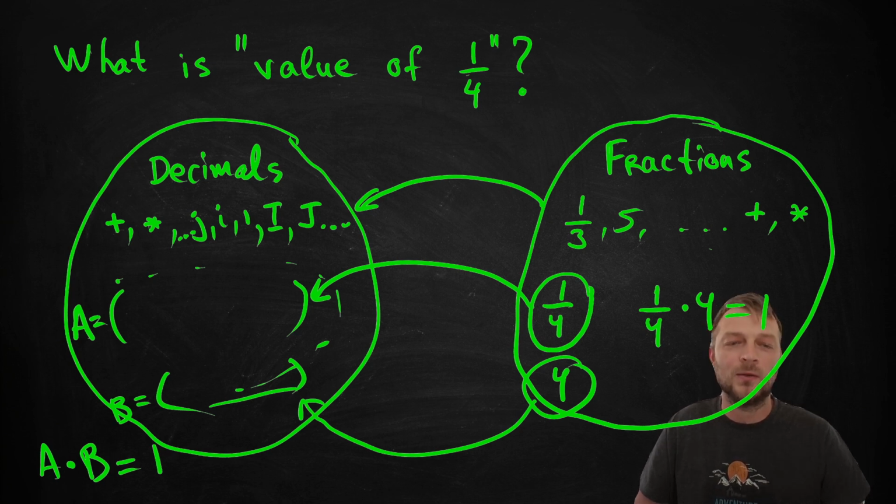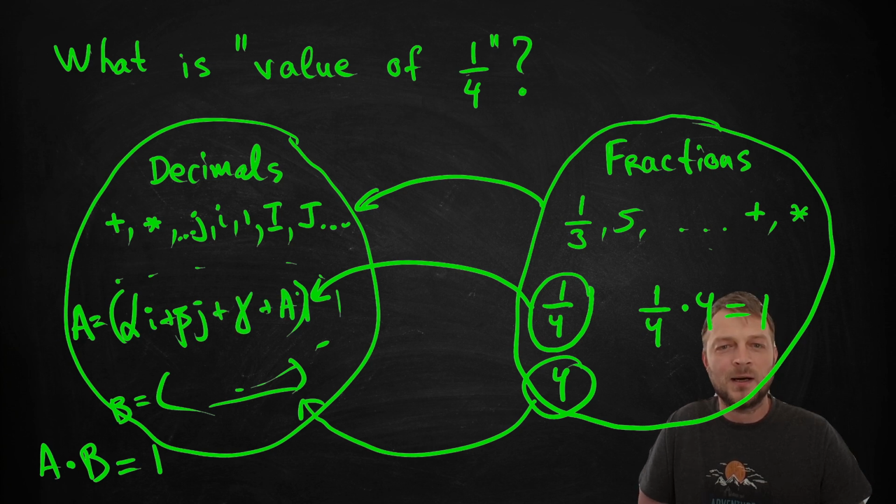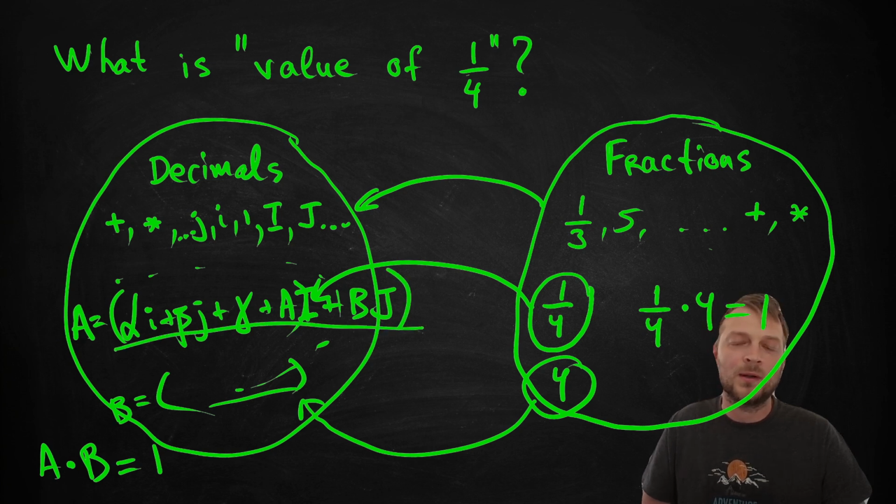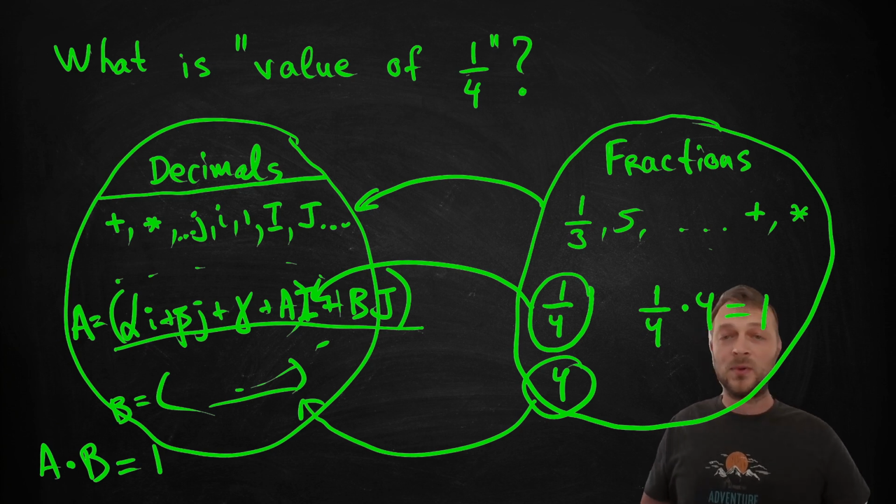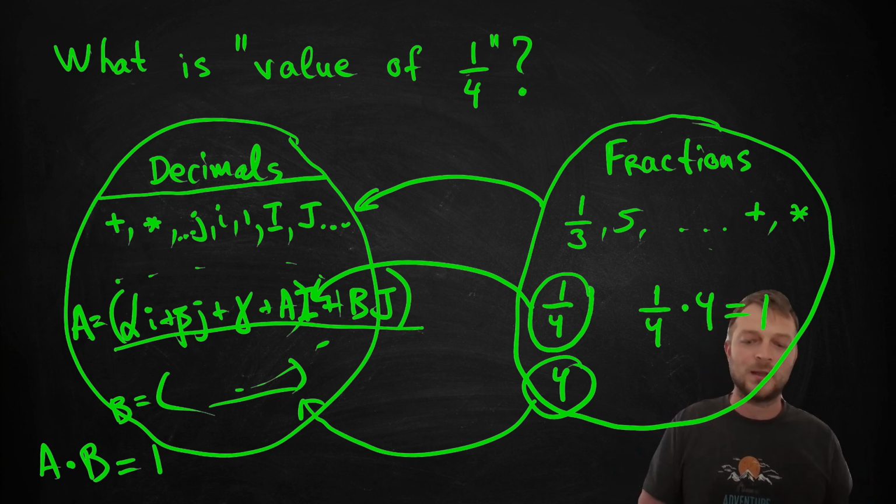Okay, so what kind of A and B? A and B is like alpha I plus beta J plus gamma plus AI plus BJ. So this is the form of objects that live in decimal space. Okay, so we want to find this mapping. So the value or the computation of 1/4 is just the representation of the similar object in another space.